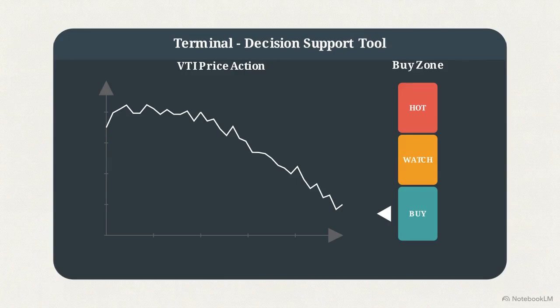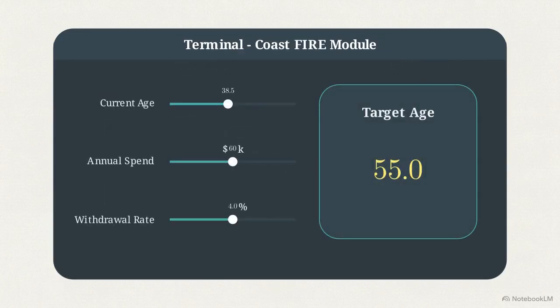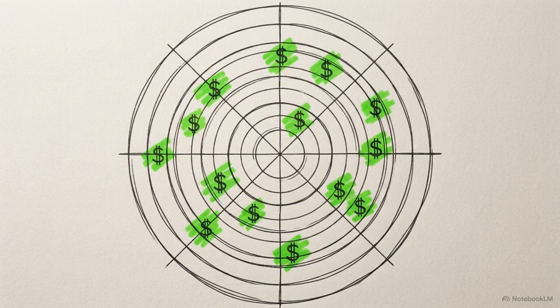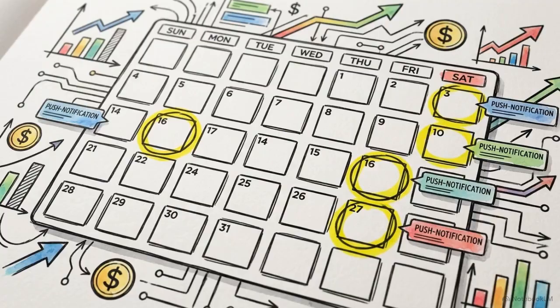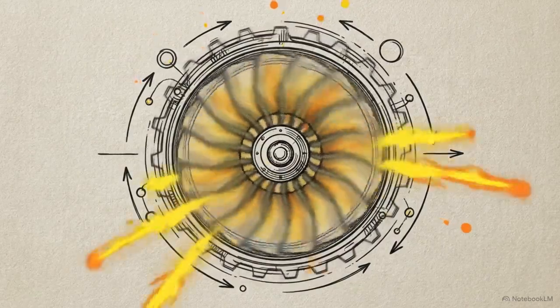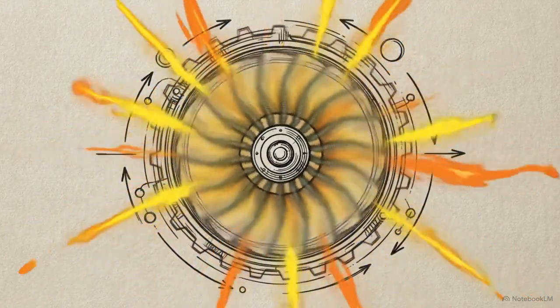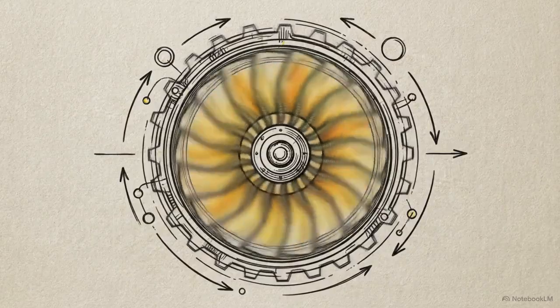Next, we add the Coast Fire Retirement module featuring sliding horizontal scales for age, spend target, and withdrawal rate. As you adjust these inputs, the output immediately recalculates your target age, telling you exactly when compounding can finish the job. If you hold income-producing assets, you can also add a dividend radar. This maps out your expected payouts over the next 90 days based on share count, pushing real-time alerts directly to your personal email calendar. Baking your specific rules and retirement math into the code transforms the dashboard into a projection engine for your long-term financial independence.